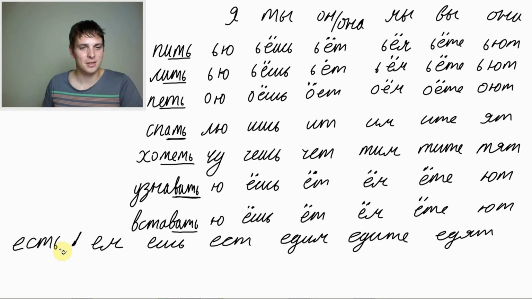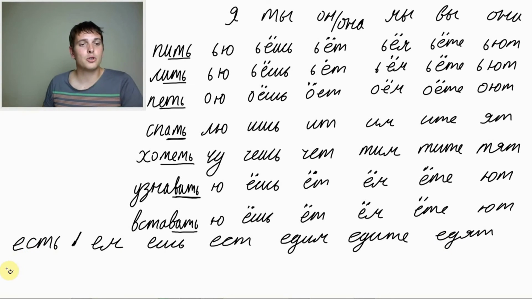Есть is to eat. Я ем. Ты ешь. Он, она ест. She or he is eating. Мы едим. We are eating. Вы едите. You are eating. And они едят. They are eating. Difficult to find a pattern. Well, it's a historically developed conjugation of verb to eat. You have to learn it.